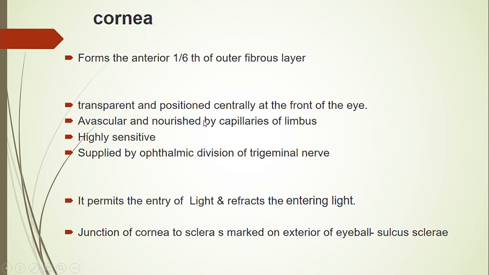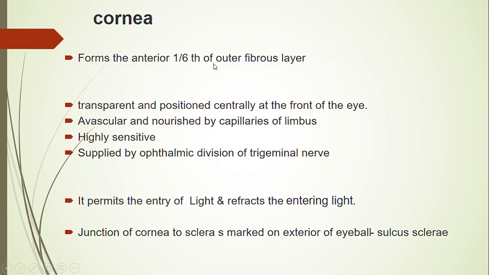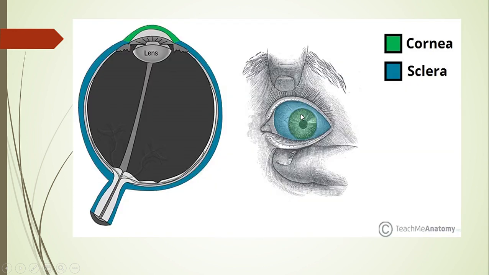The cornea forms the anterior 1/6 of the outer fibrous layer. It is transparent and positioned centrally in front of the eyeball.